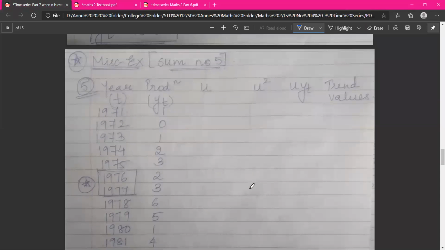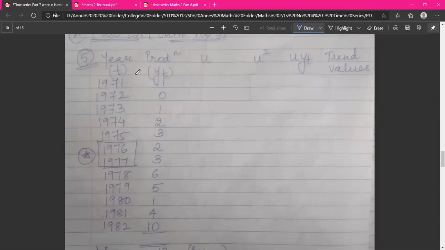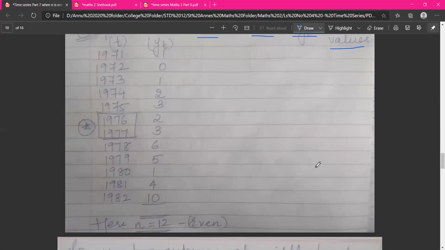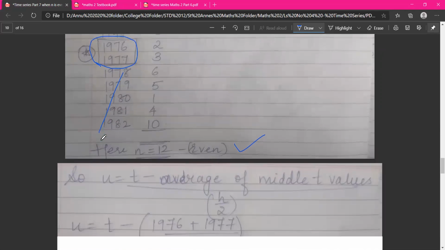So this is how you will make your table ready first. Here in terms of T, production we'll take it as Y on T. Then you will be preparing 4 columns: U, U square, U into YT and trend values. Okay? So now as n is equal to 12, an even number, I am leaving 5 years above, 5 years below. So I get 2 middle years over here. But दोनों में से एक नहीं ले सकते. We'll be taking the average of both the years.